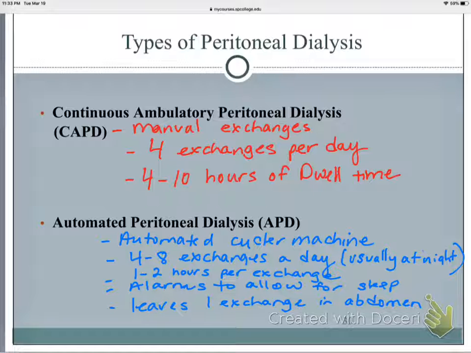They do leave 1 exchange in the abdomen though, so you still are walking around with 2 liters in your stomach during the day. So they leave that, which is not always a nice thing. Like I said, for a lot of people that don't like that bloated feeling, peritoneal dialysis isn't always such a nice thing for folks.